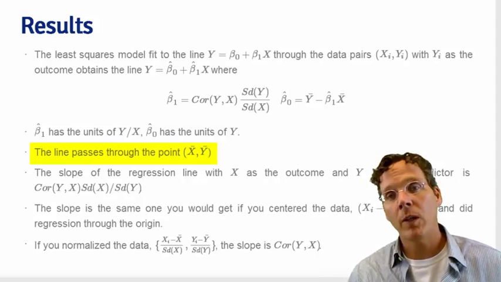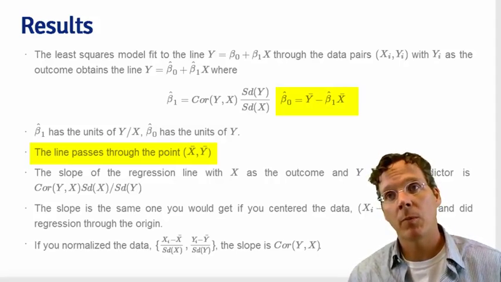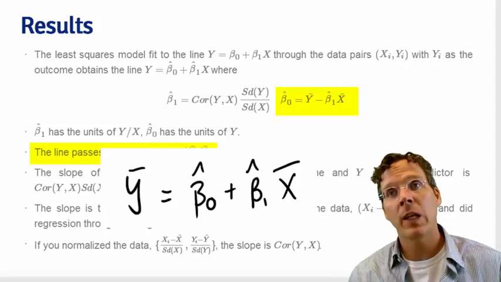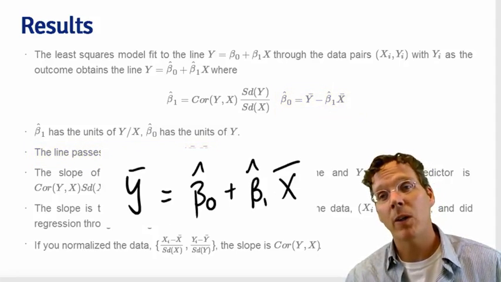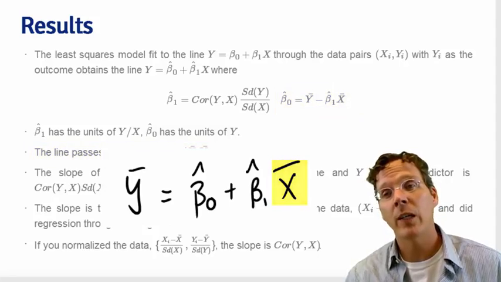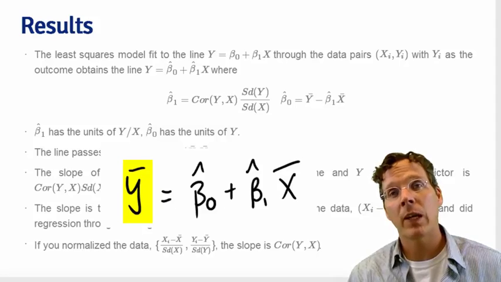Another important point is that the line always passes through the point x bar, y bar. We can see that from the equation for the intercept. If we rearrange it, we simply get y bar equals beta naught hat plus beta 1 hat x bar. So if we plug x bar into our equation for our fitted line, we get y bar out, which means that the line has to pass through the point x bar, y bar.